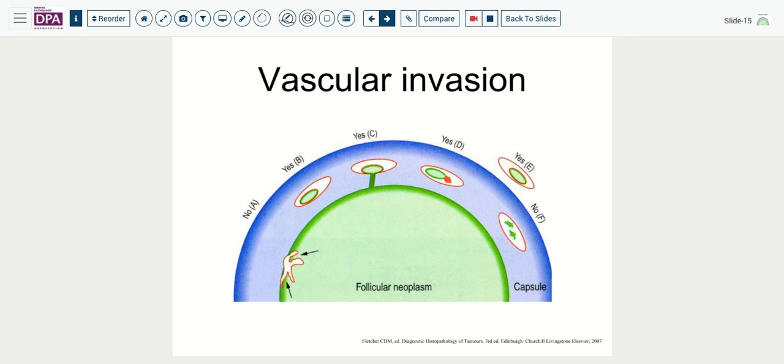Vascular invasion, similar diagram, also from Dr. Fletcher. And here again, we see things that are and are not. So if there's a continuous connection to the follicular tumor and a little bit of endothelia over the tumor in a sort of thrombus-like pattern, that's okay. Here you see, again, tumor in a vessel with red endothelial cells lining it, that's okay.